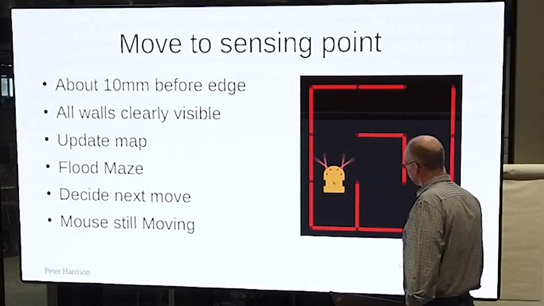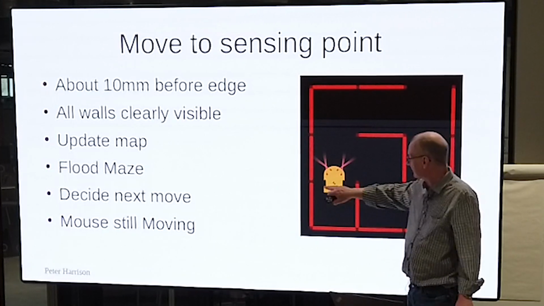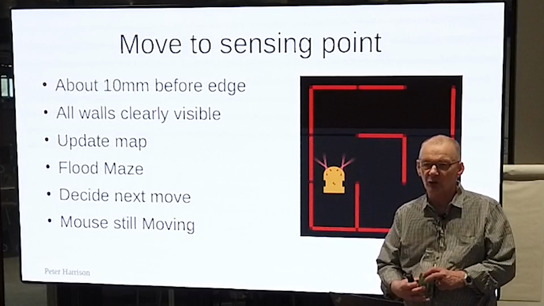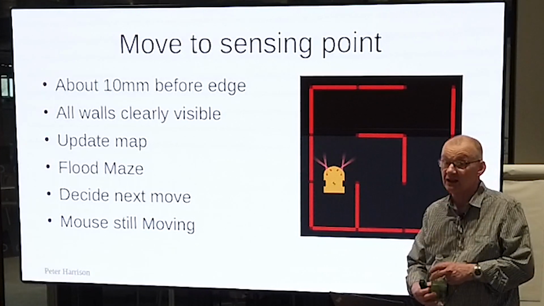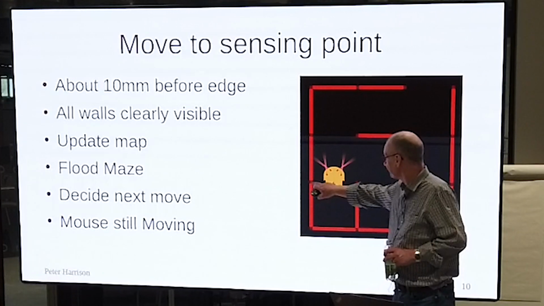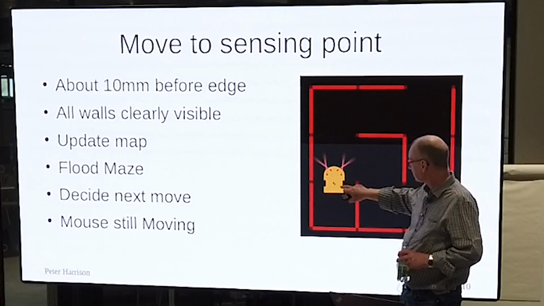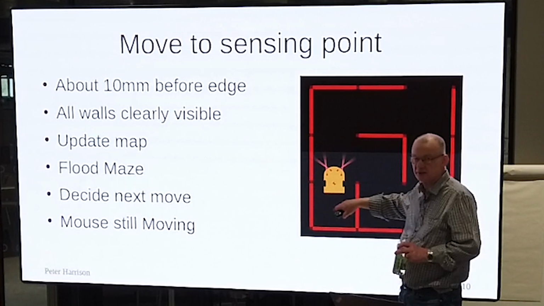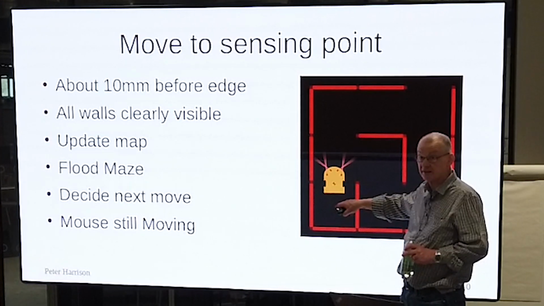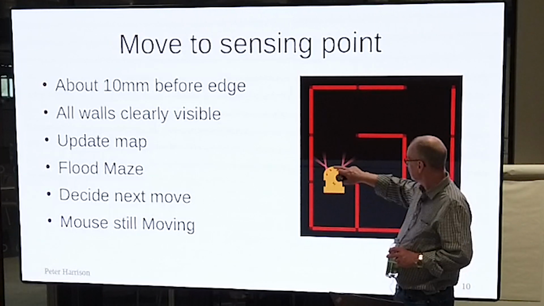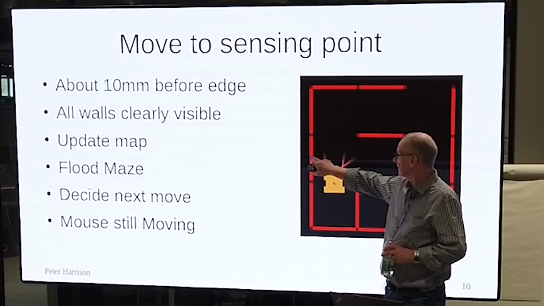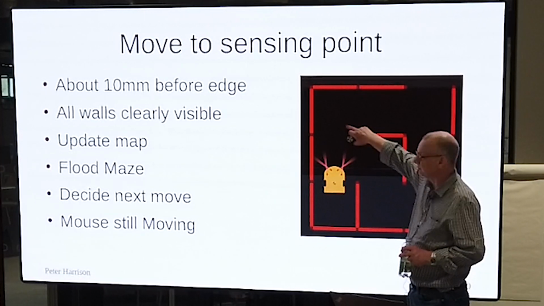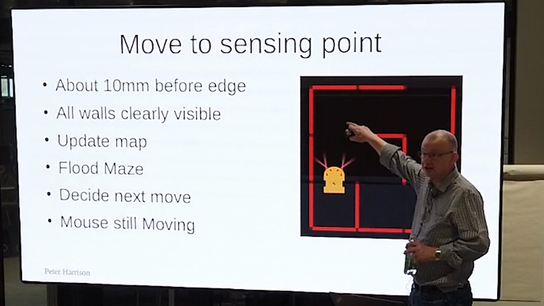So the next thing then is to carry on moving until you get to some sensing point. Now for me, normally that's 5, 10, 15 millimeters ahead of the cell boundary. At this point, which you know is, say, 80 millimeters or 70 millimeters or whatever from that reference point, your sensors can definitely see any walls at the sides. These sensors will be able to see a wall ahead, and that's another critical parameter.